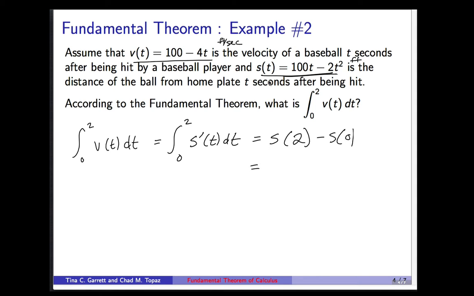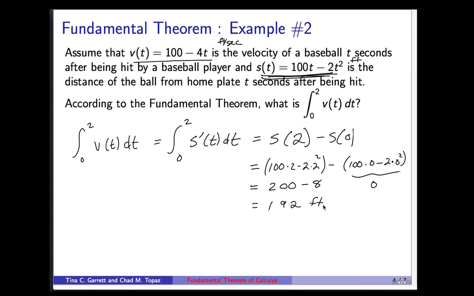And since we have that function, since I gave that to you, we just need to compute those. So 100 times 2 minus 2 times 2 squared, minus 100 times 0 minus 2 times 0 squared. Yes, that's 0. That was silly to write out, but it's good to do everything out at least once. So it looks like 192 feet.